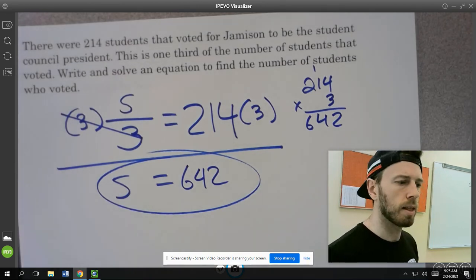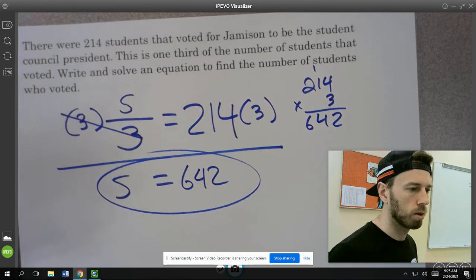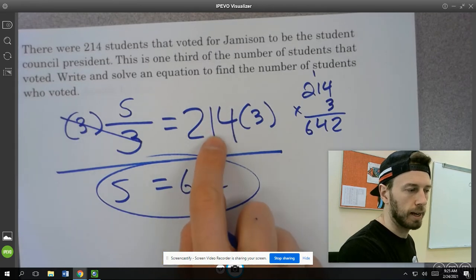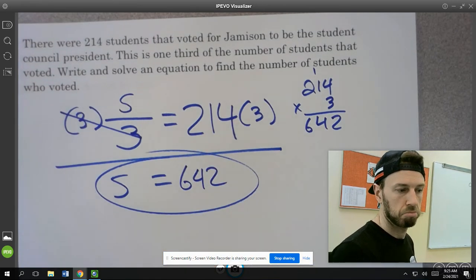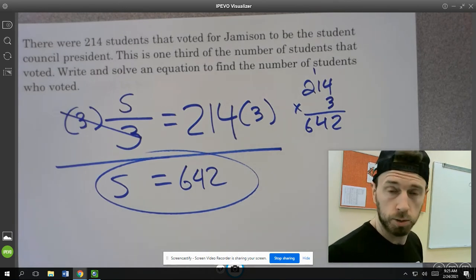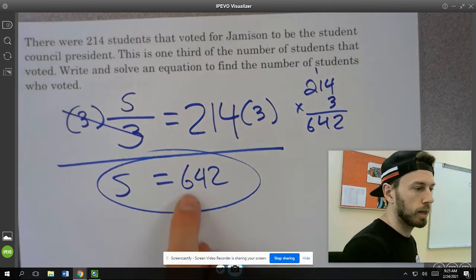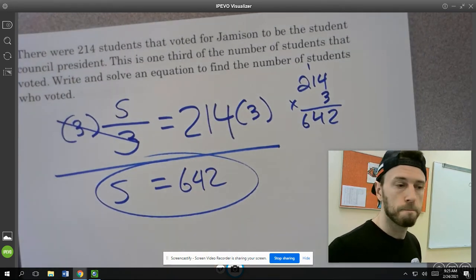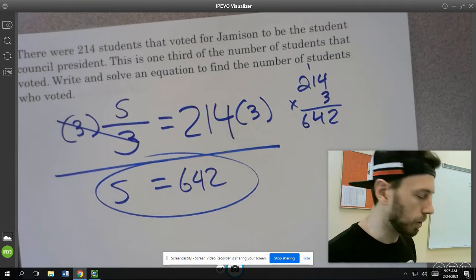Now let's see, before we say this is our answer, let's make sure this makes sense. Would it make sense to say that there were 642 kids total that voted, and that 214 of them voted for Jameson? Does that look like 1/3 of this? That makes sense to me, right? It seems like not everyone's going to vote for Jameson, right? I'm sure there's other people they could have voted for. So that's why he only got 214 out of that 642 to vote for him. But looks like a reasonable answer to me.